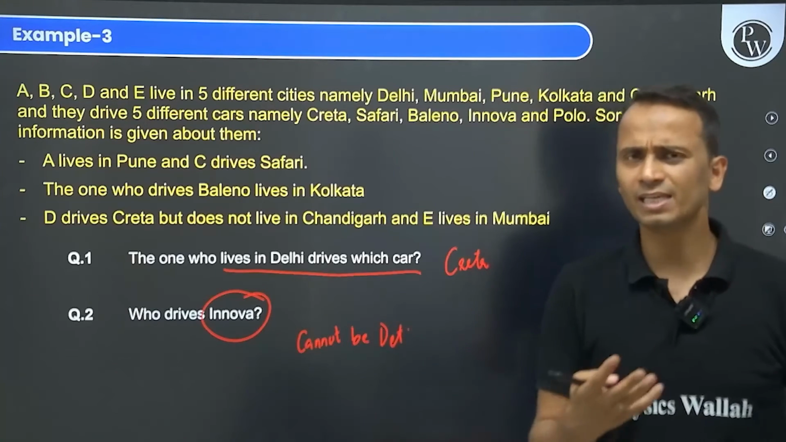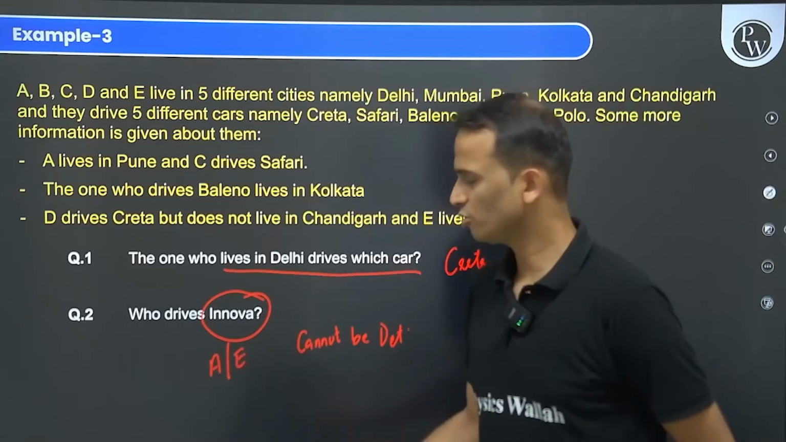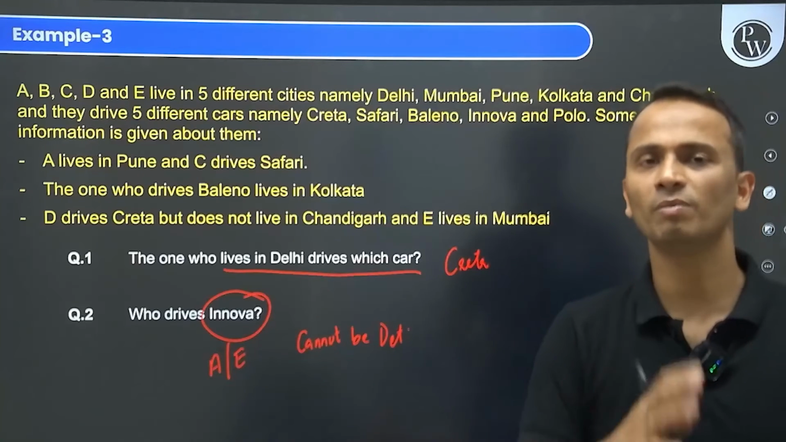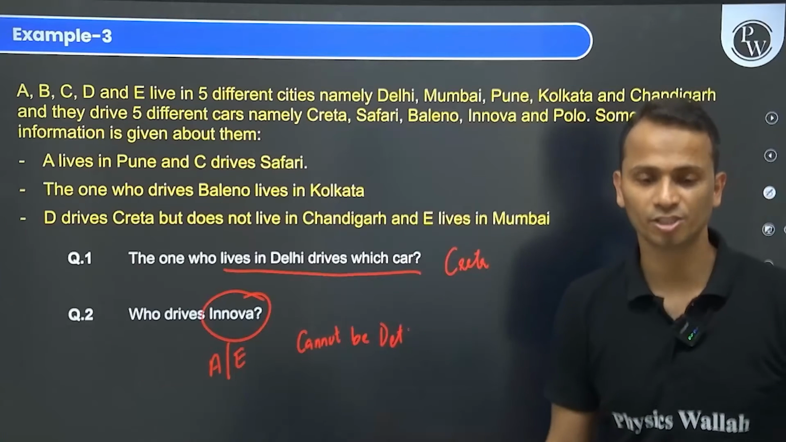ठीक है ना, मैं डिटरमाइन नहीं कर सकता यूनिकली कौन ड्राइव कर रहा है. So it is either A or E. So depending upon the options, once again, you will mark the correct answer. Okay. So this is the thing on distribution.